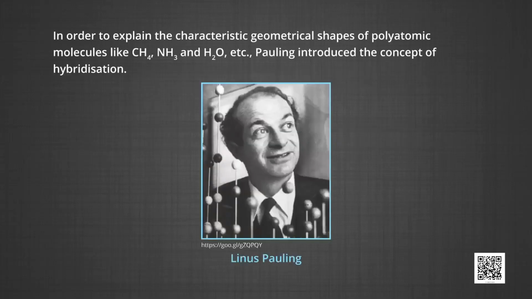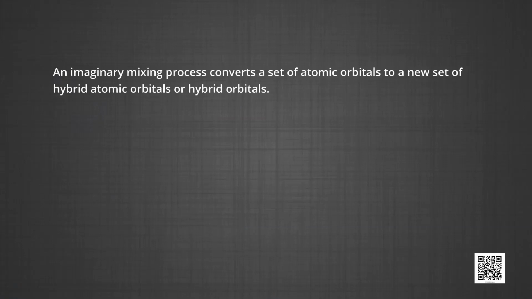Now, let us discuss hybridization. In order to explain the characteristic geometrical shapes of polyatomic molecules like methane, ammonia, water, etc., Pauling introduced the concept of hybridization. According to him, the atomic orbitals combine to form a new set of equivalent orbitals known as hybrid orbitals. We can say that an imaginary mixing process converts a set of atomic orbitals to a new set of hybrid atomic orbitals or hybrid orbitals.